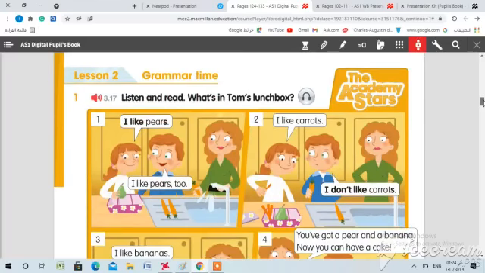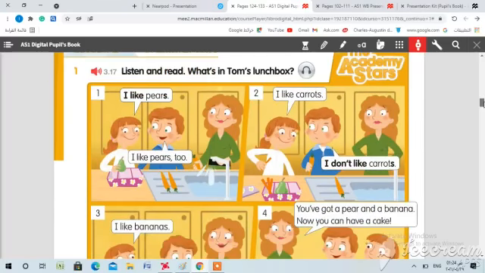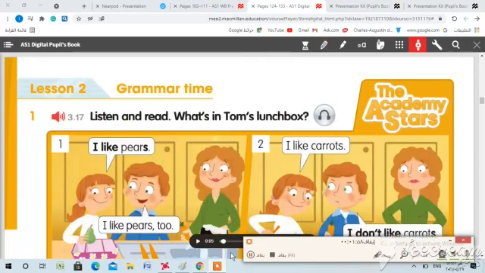Now, grammar time. Listen and read what's in Tom's lunch box. Are you ready to listen? Let's start. Listen and point. Now let's start with picture number one.